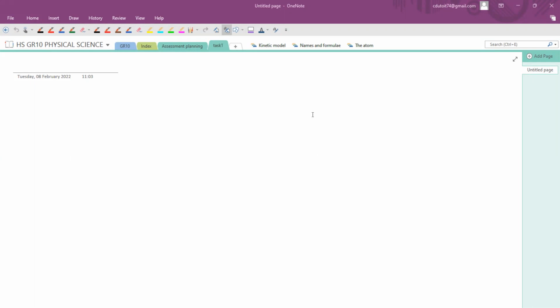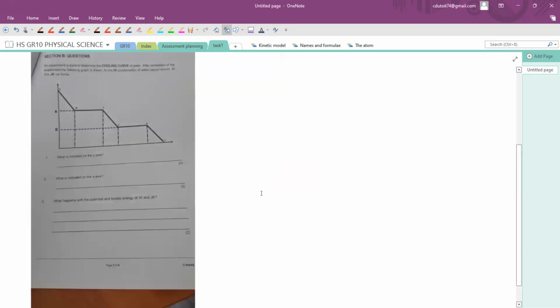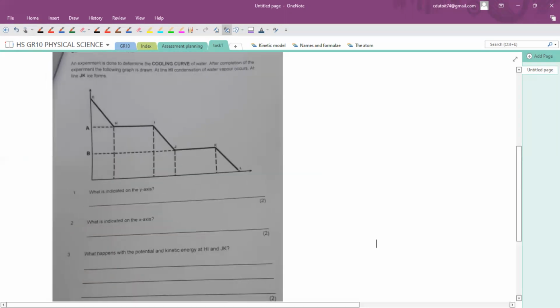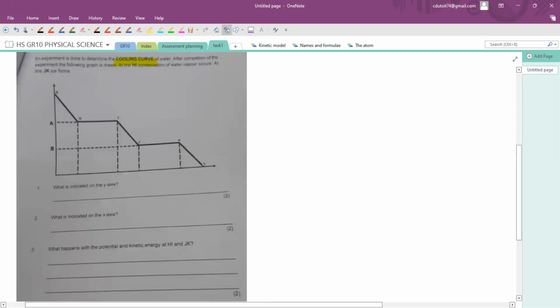Okay, look at this. Is that a heating or cooling curve? A cooling curve. It's a cooling curve. It says here: the experiment is done determining the cooling curve of water. After completion of the experiment, the following graph is drawn. At line HI, condensation of water vapor occurs. At JK, ice forms.